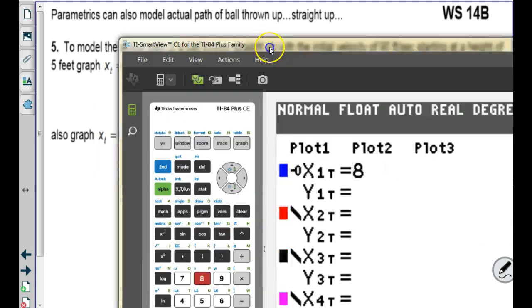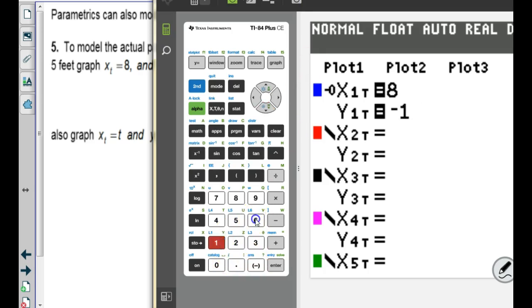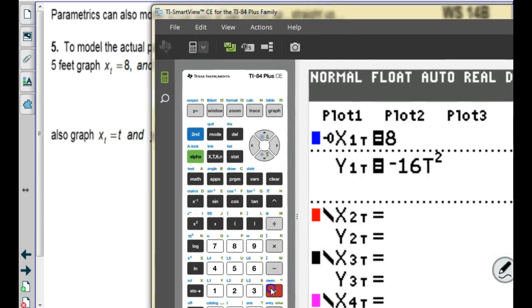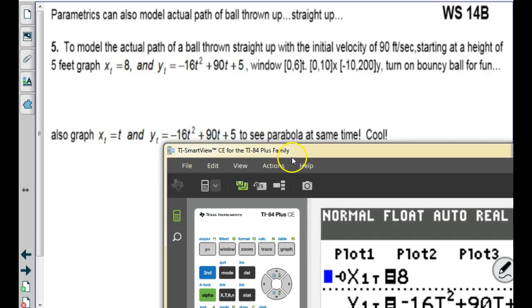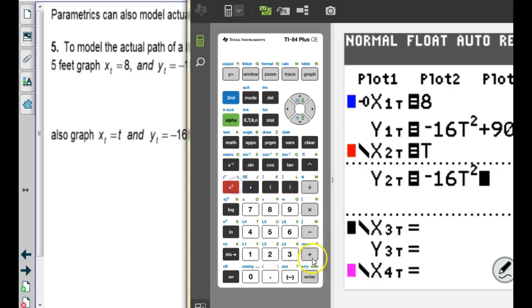And then it says for y to put in -16t squared plus 90t plus 5. Okay, now I just want to do this all at once. So go to this second part in your second set of equations, go down one more, and instead of 8, put t. And then for the y, put exactly the same thing, -16t squared plus 90t plus 5.